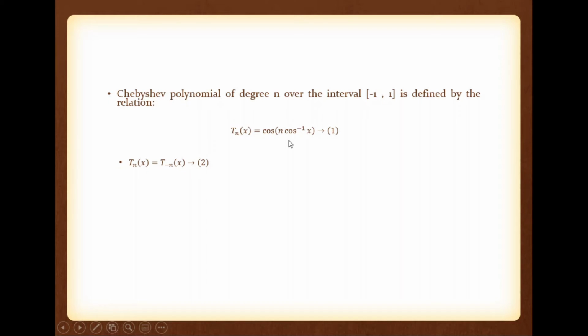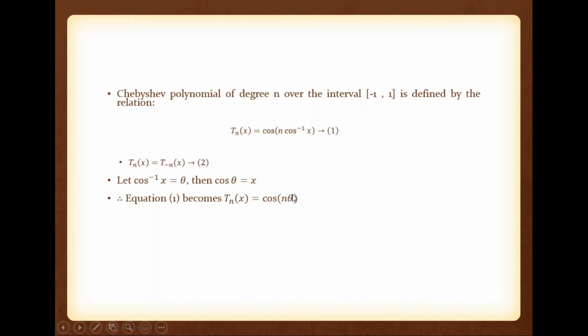So for convenience, we are labeling this cos inverse x as theta. So let cos inverse x be equal to theta. So what is cos theta? Cos theta is equal to x. So now what is equation 1? Equation 1 will become Tn of x equal to cos of n theta, where theta is cos inverse x.